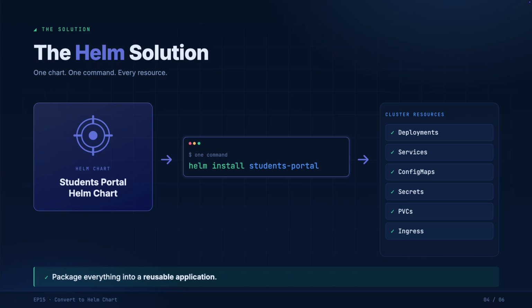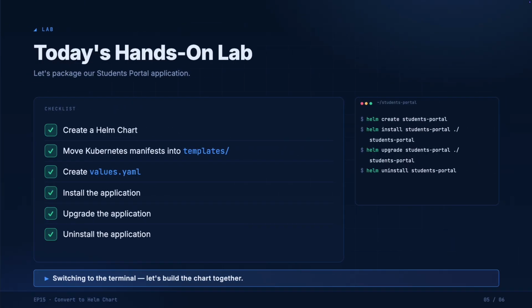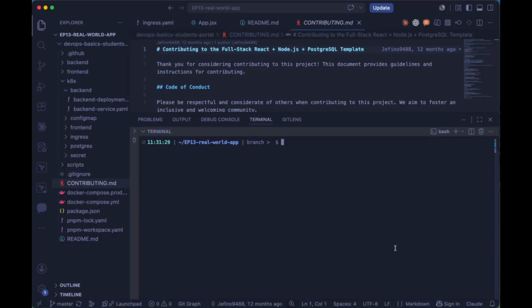Helm is the package manager for Kubernetes. Instead of applying many YAML files manually, we package everything into a Helm chart. Then, Kubernetes resources are generated automatically from templates: one chart, one command, one release. Let's move to the terminal and build the chart together. We will create a Helm chart, move our manifests into templates, create a values file, install the application, upgrade the application, and finally remove the release.